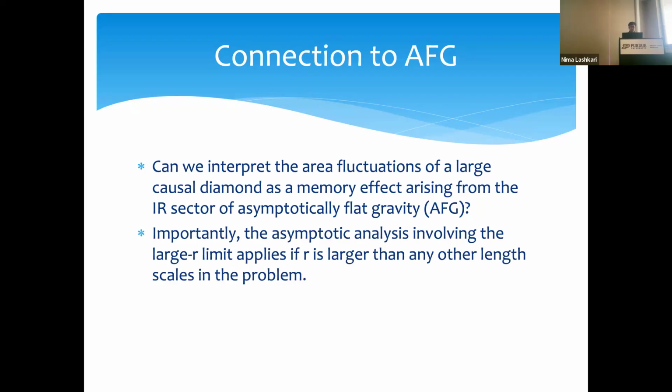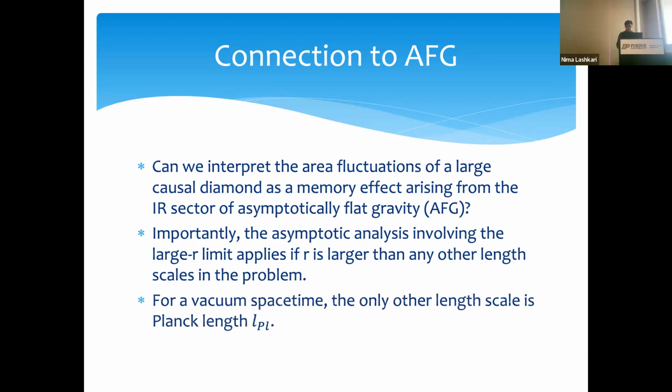And intuitively, it should apply, because whenever we say asymptotically flat spacetime, we take a large R limit. But R is dimensionful. So what do we really mean when we say we take a large R limit? It means we're taking a limit where the size of our system is much bigger than any other interaction length scales in the problem. Now, for a vacuum spacetime, there is only one other length scale, the Planck length, L Planck. So the intuition is that as soon as the causal diamond is much larger than the Planck length, we should be able to apply our analysis. And what I will try to do in the next several slides is make that connection precise.